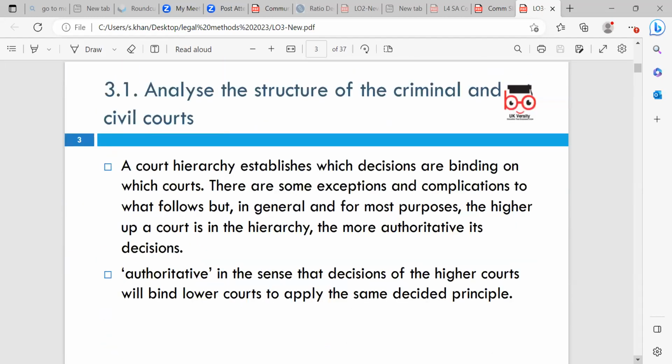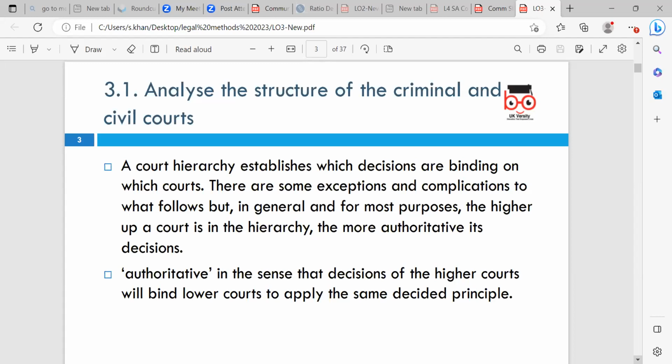So 3.1, we're going to look at analysing the structure of the criminal and civil courts. A court hierarchy establishes which decisions are binding on which courts. There are some exceptions and complications to what follows, but in general, for most purposes, the higher up the court in the hierarchy, the more authoritative its decision. Authoritative in the sense that decisions of the higher courts will bind lower courts to apply the same decided principle. So when we look at this hierarchy of courts, do you think there's a need to have this hierarchy from the lower court up to the higher court?